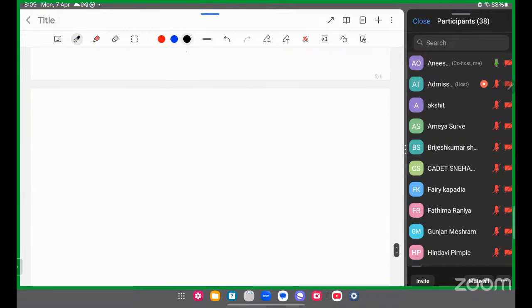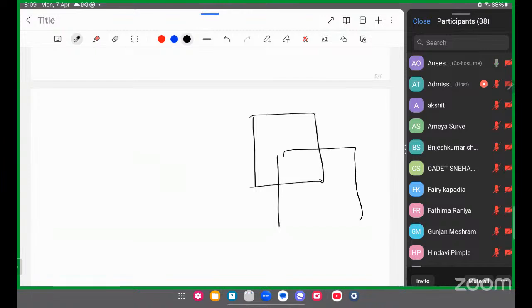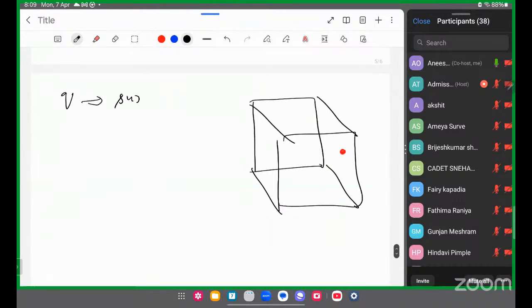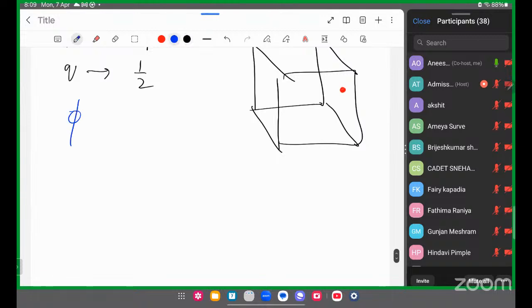If the charge is at any surface, any one of the walls. So this is for the corner, this is for the surface. If the charge is at a wall, in that case Q will give only 1 by 2 part of itself. So the electric flux which will pass through the surface will be Q by 2 epsilon naught.